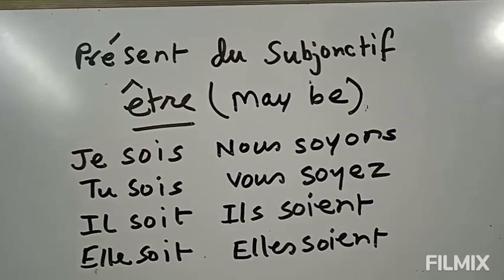Je sois, tu sois, il soit, elle soit, nous soyons, vous soyez, ils soient, elles soient. This means I may be, you may be, he may be, she may be, we may be, you may be, formal, they may be. They may be masculine, they may be feminine. Okay. That's all for the verb être.